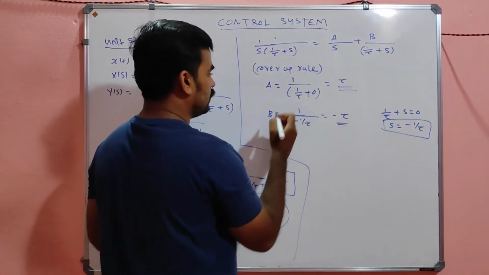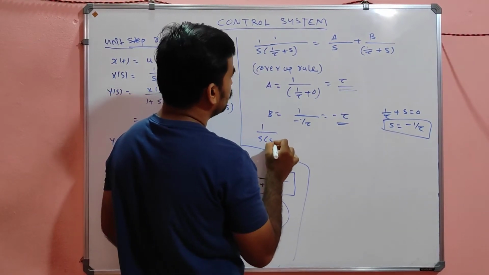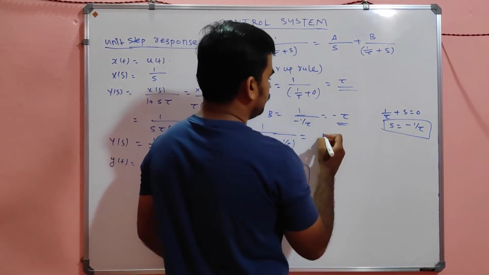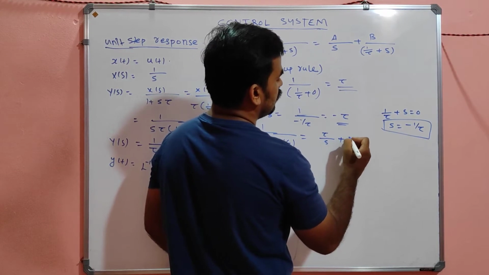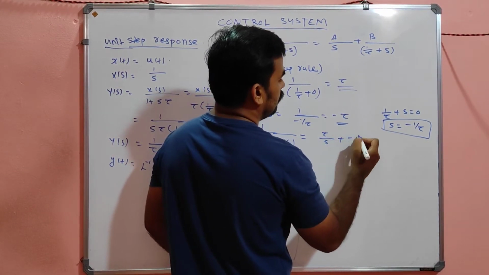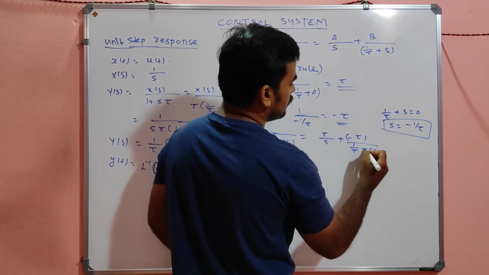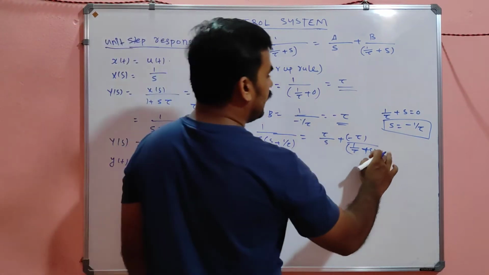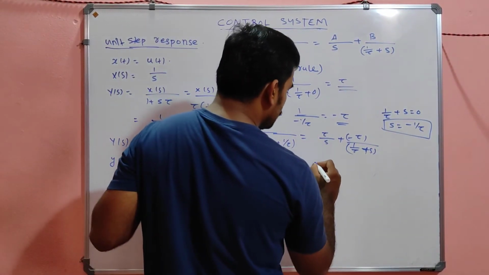So it will become 1 divided by s into s plus 1 by tau will become A by s, that is tau by s, plus minus tau divided by 1 by tau plus s. Correct, my dears? So what will be the L inverse? What will be y of t now?